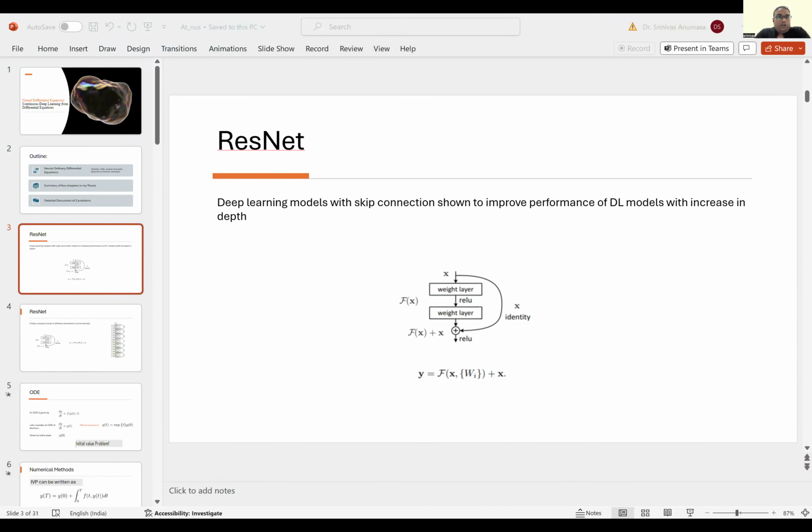So now I'll give a brief introduction about ordinary differential equations. An ordinary differential equation is given by the following expression, where y is considered to be the state. The state could be the motion of an object.